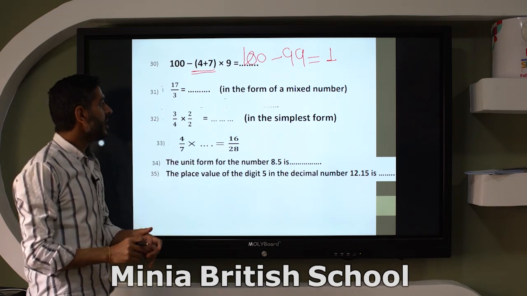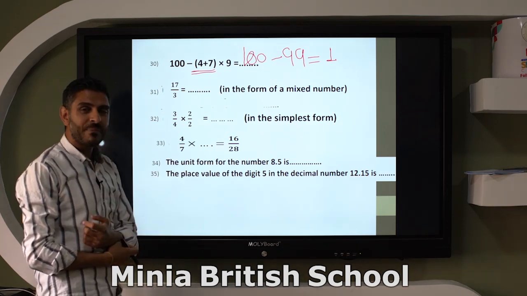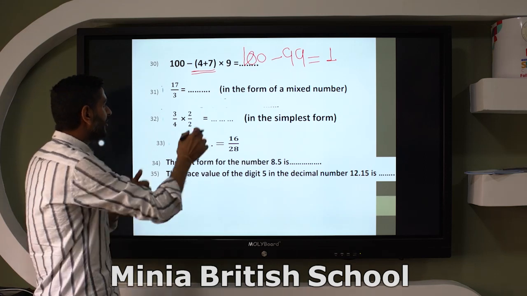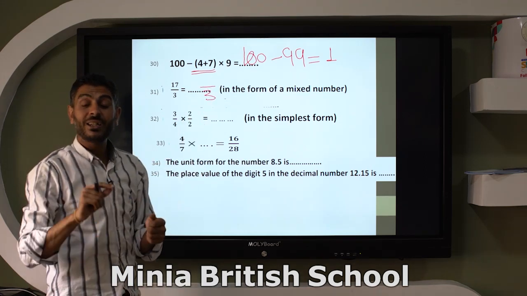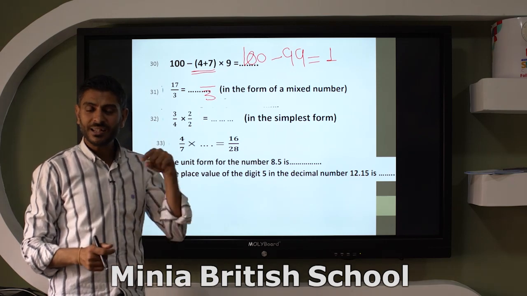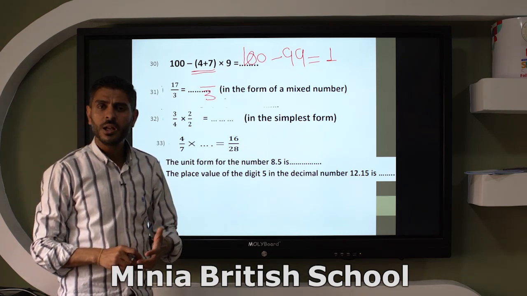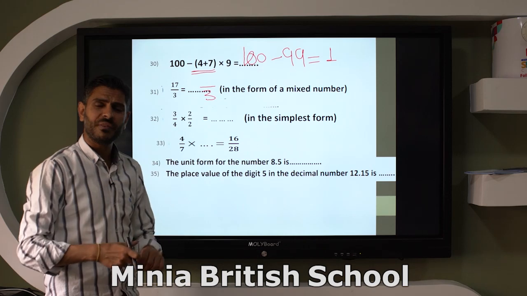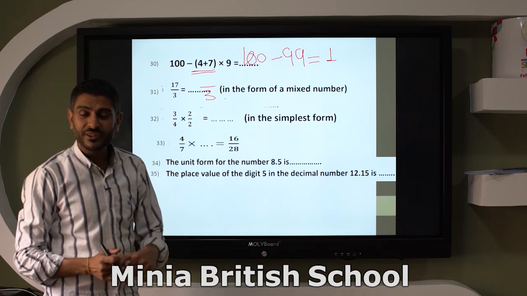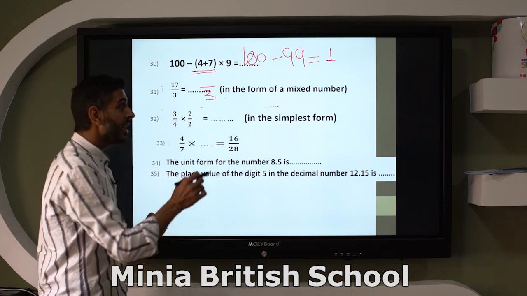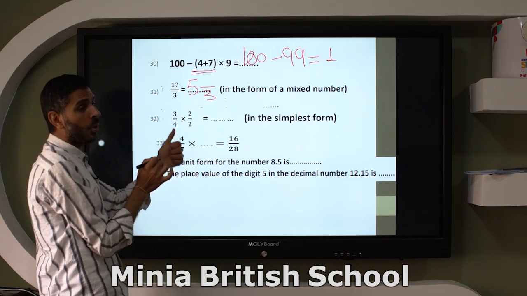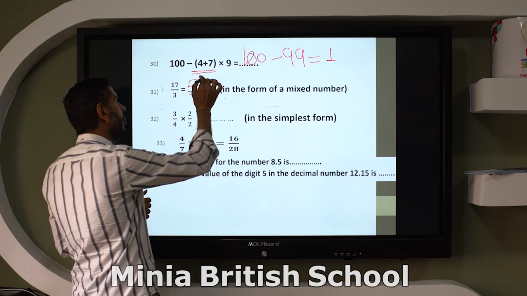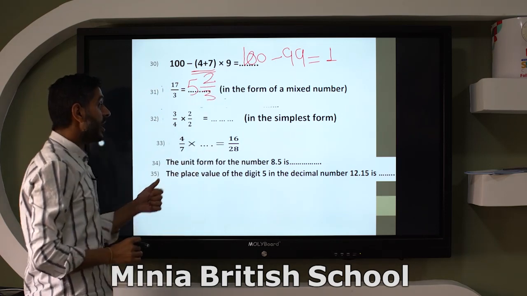17 over 3 in the form of a mixed number. At first, put the denominator as it is. 3 times what? Close to 17. Let's think with me. 3 times what, close to 17? Yes, right. 3 times 5 equals 15, and 15 is close to 17. Remember 2, right. Type here.